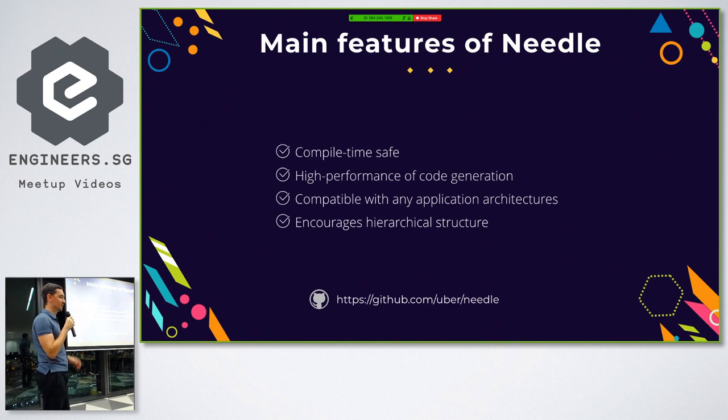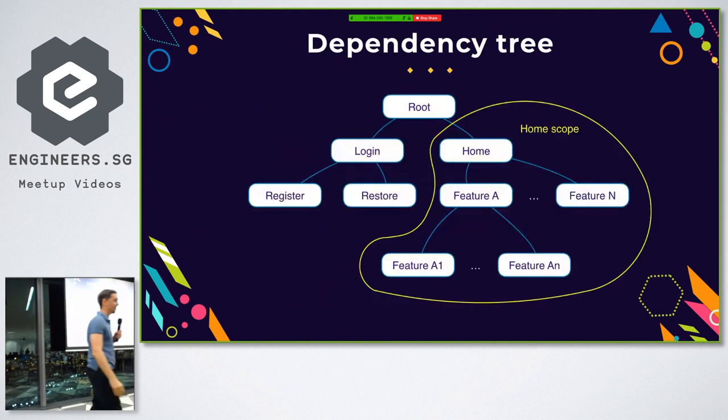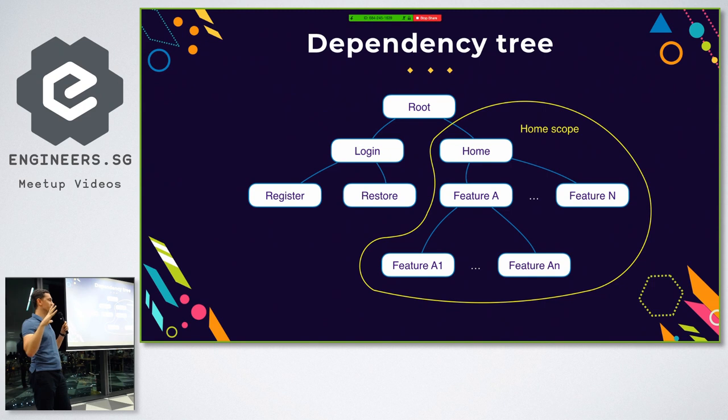And it also encourages a hierarchical structure. For example, imagine your app is a tree of nodes or a tree of features, and each node can introduce some other new component or new service that can be provided down the tree levels. You can think of the tree as a dependency tree.